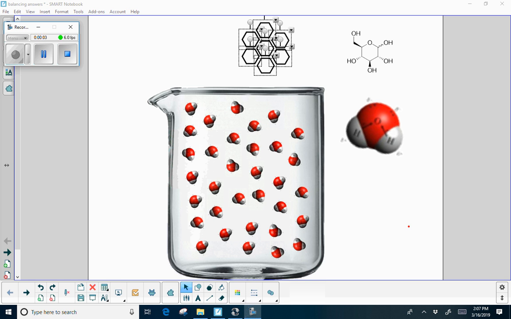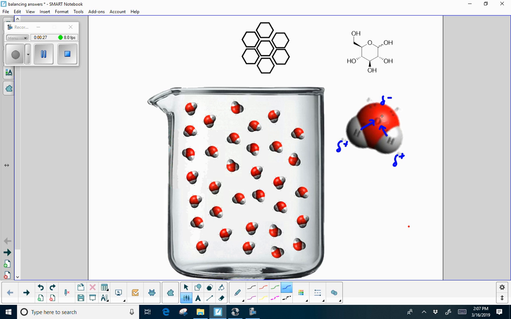This video, we're going to be looking at the difference between physical changes and chemical changes. So what I have here is a beaker full of water. And if you recall, water is a polar molecule, which means it has charged ends. So in this case, it has partially positive ends and partially negative ends. And this is due to the unequal sharing of the electrons between the oxygen and hydrogen.